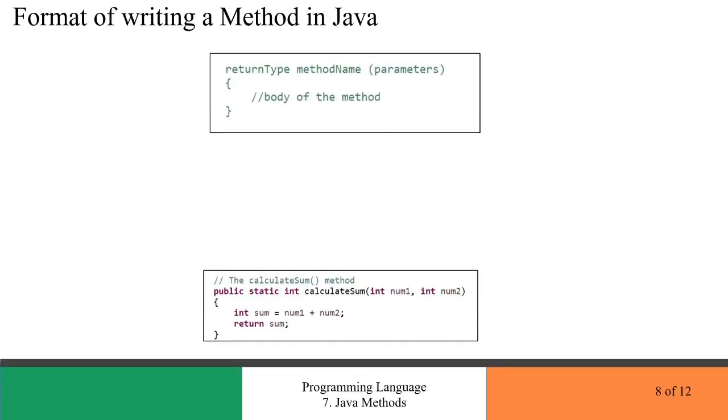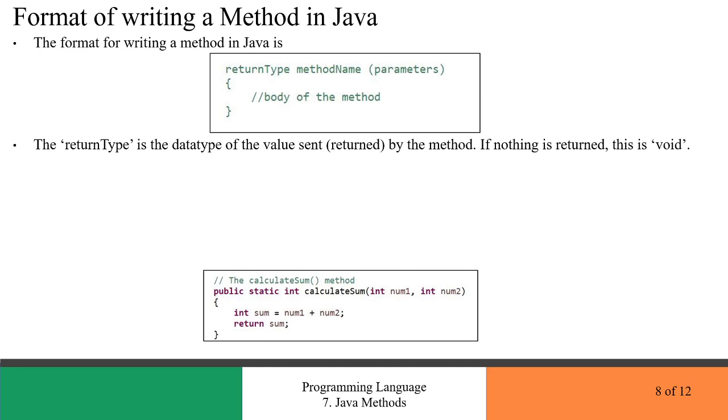Now let us move on to the format of writing a method in Java. The format is return type followed by the name of the method and the parameters within parentheses. This is followed by a pair of opening and closing braces within which the body of the method is present. The return type is the data type of the value which is sent by the method. If nothing is returned, we use void.